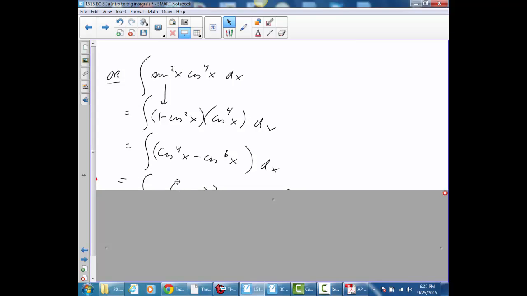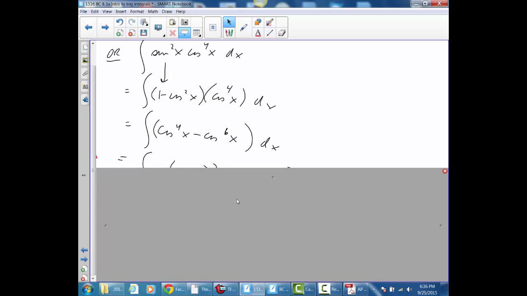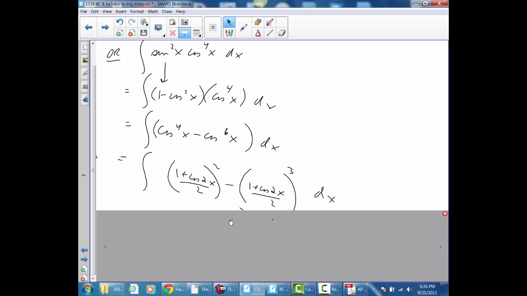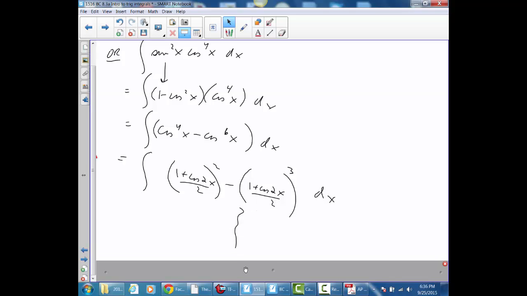Another way to approach this problem is I could say, okay, sine squared is 1 minus cos squared, multiply through, I have cosine to the fourth minus cosine to the sixth. Now this is a little creative. So here you could say, well, isn't that the square of cosine squared x? Well, cosine squared is 1 plus cosine of the double angle over 2, minus the cube of cos squared x. So again, you're cubing that same thing, and then you could go from there. Not a very pretty way of doing it. It would eventually work.